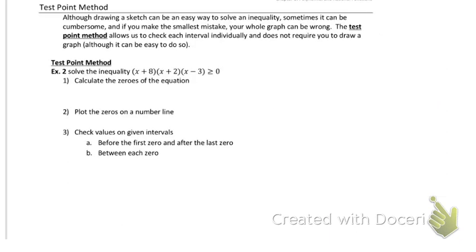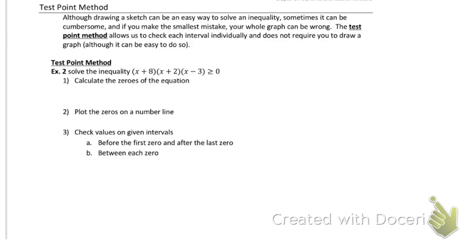So our next method is called the test point method. Although drawing a sketch can be an easy way to solve inequalities, sometimes it can be cumbersome. And if you make the smallest mistake, your whole graph could be wrong. The test point method allows us to check each interval individually and does not require you to draw a graph, although it can be easy to do so. So the test point method, you really are still drawing a graph. You're doing the basics of drawing a graph without knowing how to draw a graph, is basically the test point method.